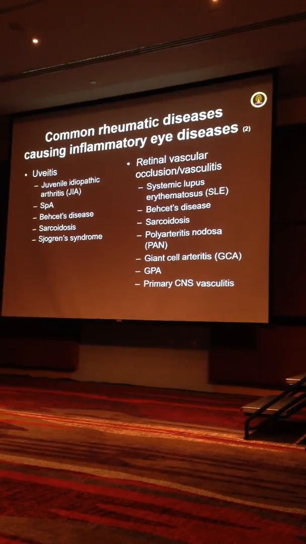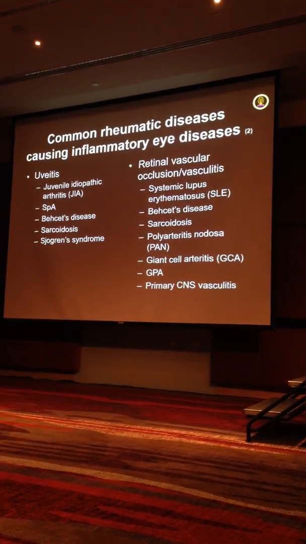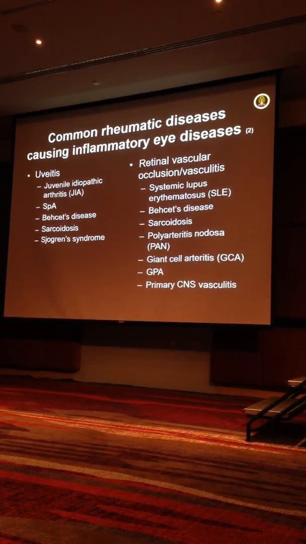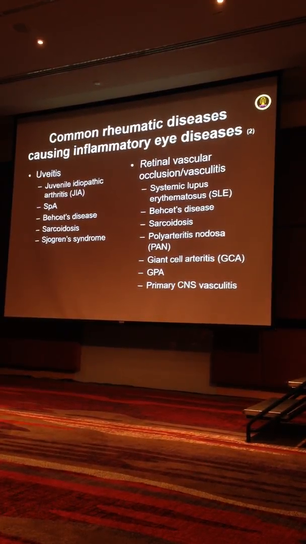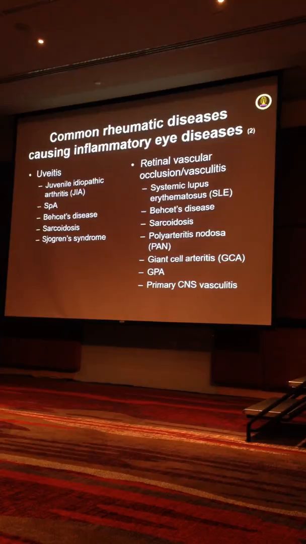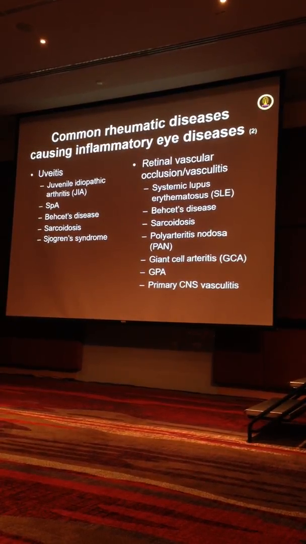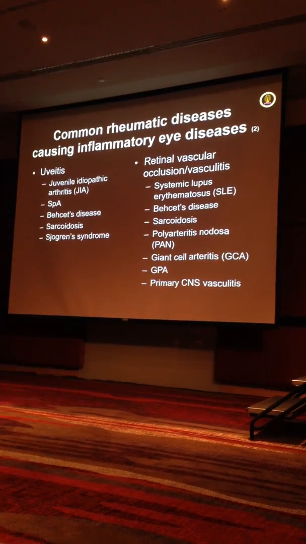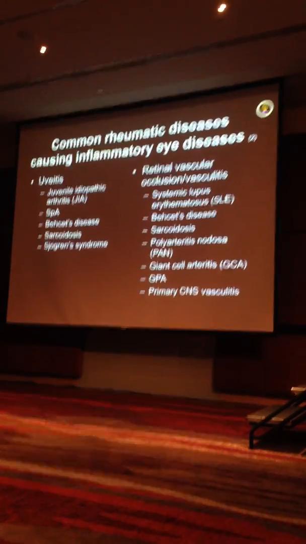For uveitis, from anterior, intermediate, posterior, or panuveitis, you see that a lot of inflammatory arthritis, vasculitis, or autoimmune diseases can cause the eye diseases. And the posterior one, including the retina, there are a lot of diseases that can cause a retinal vascular disease.